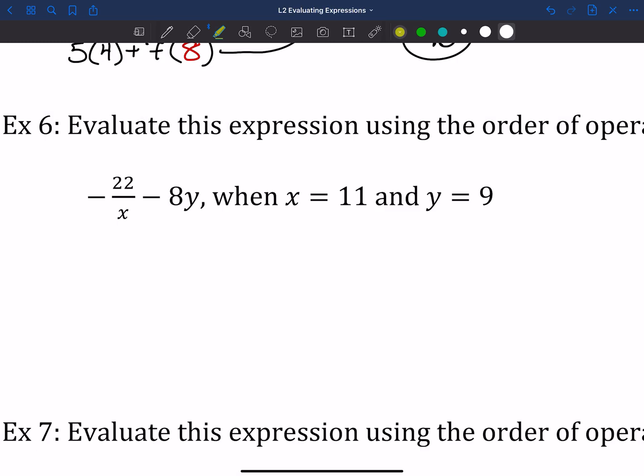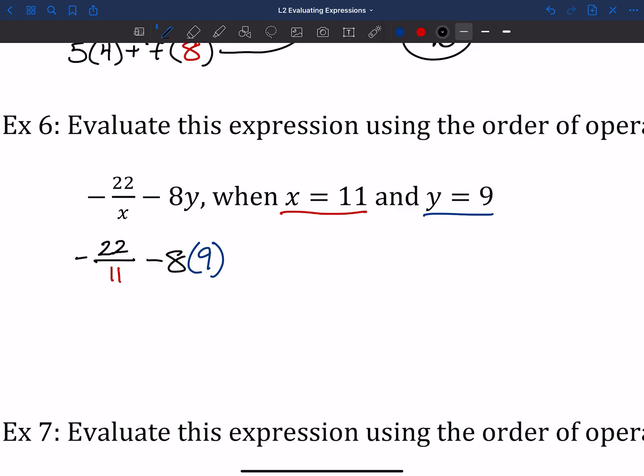Interesting. So what I might have you try, we'll go through this one together. So what we've got here, right, same kind of deal. We've got two different variables to plug in. We've got an x which equals 11, and we've got a y which equals 9. So I'm going to go ahead and just plug all that in. It's negative 22 divided by that x, which is 11, and then minus 8 times that y, which is 9.